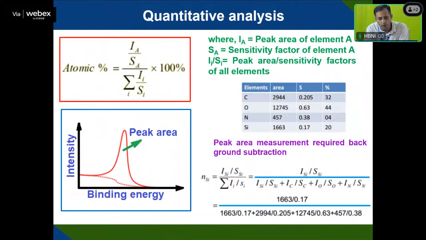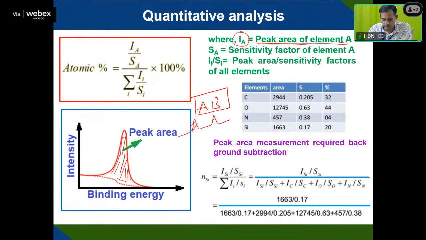You can also get quantitative information using XPS analysis. You can calculate the peak area, that is, the area under the peak. If two elements A and B are in a material, you get two peaks in XPS, peak A and peak B, and the areas under A and B are IA and IB.